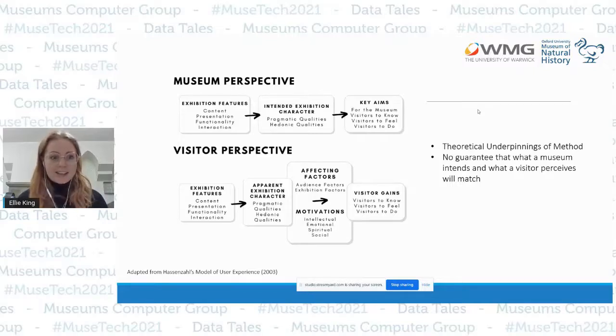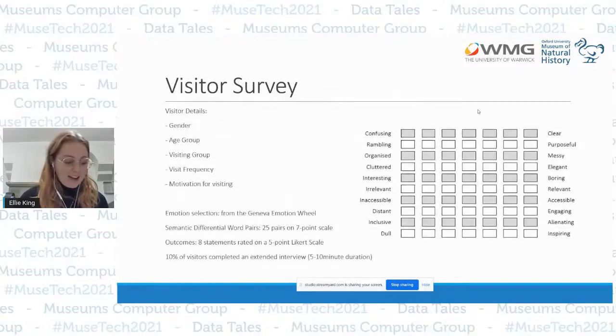So taking this into a visitor survey, the survey is a simple double-sided A4 survey, which takes around 3 to 5 minutes to complete. So it's a very quick survey for visitors. We collect some visitor details, as you can see there, and then visitors view an exhibition or an exhibit, whichever kind of thing you want to evaluate.